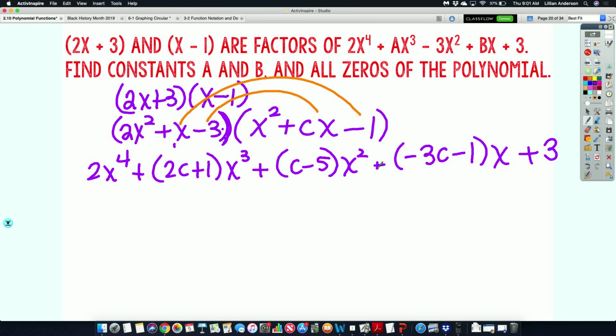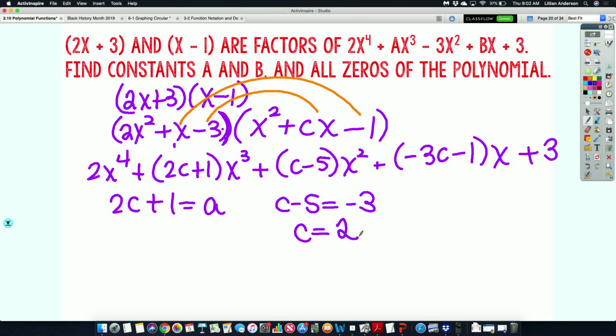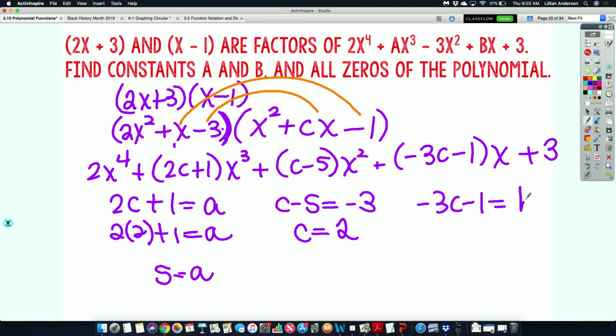All right. So we know that 2c plus 1 needs to equal a. We know that c minus 5 needs to equal the negative 3. So there we go. So c is going to be 2. So if c is 2, then 2 times 2 plus 1 is equal to a. So a is 5. Awesome. And then I know that negative 3c minus 1 is equal to b. And since c is 2, that's negative 3 times 2 minus 1. So b is, there we go.